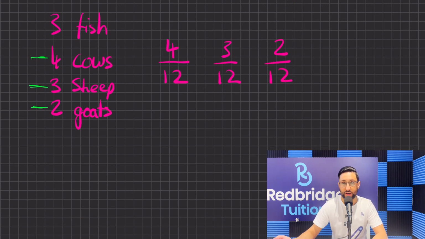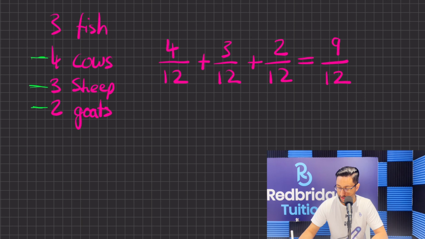So to find the fraction of animals which are mammals, we're going to add these 3 fractions together. It works in the exact same way as if you were adding 2 fractions together. You add the numerators together and your denominator doesn't change. Remember, you can only add them together if your denominators are the same. In our case, they are. So 4 plus 3 is 7. Add 2 is 9. So 9/12 of the animals on this farm are mammals.